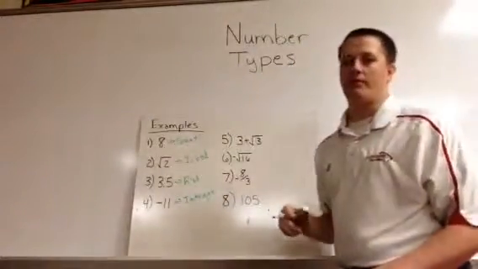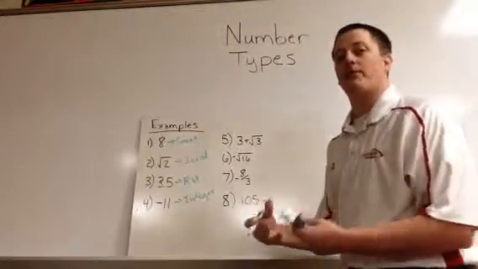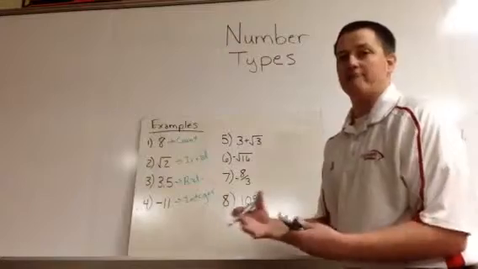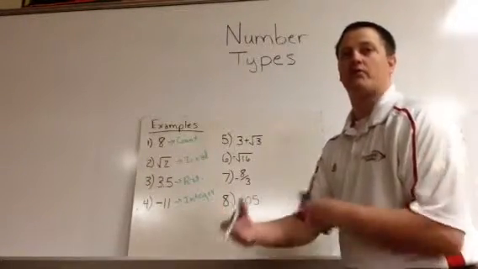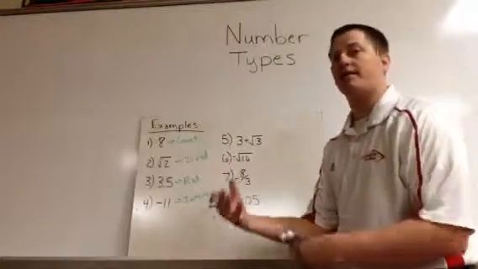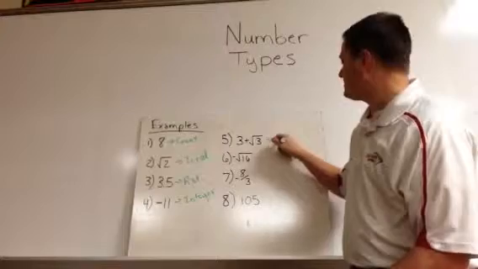3 plus the square root of 3. Because the square root of 3 is in this problem, if we type it into a calculator, we don't actually get a nice pretty answer. We get a number that goes on forever, never repeats. So this combined together is irrational.